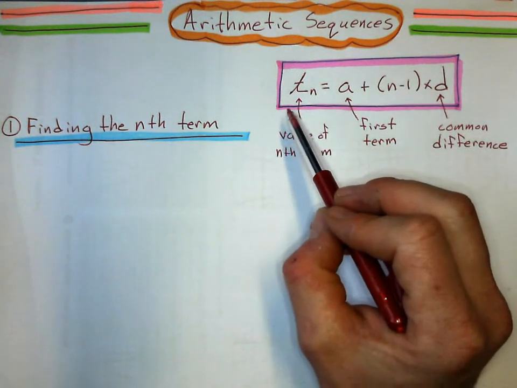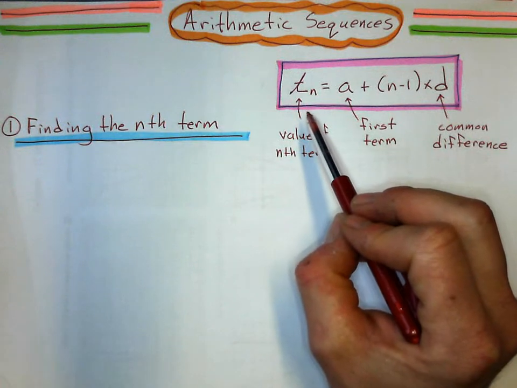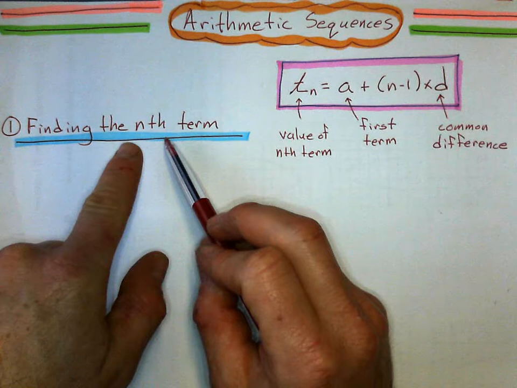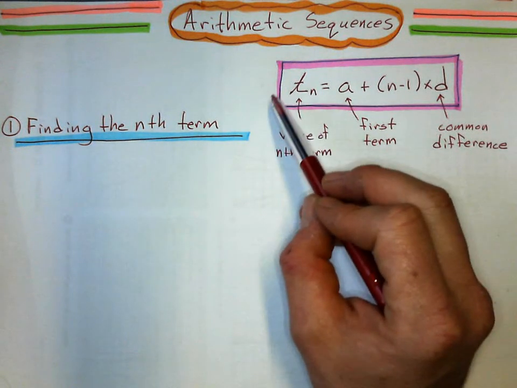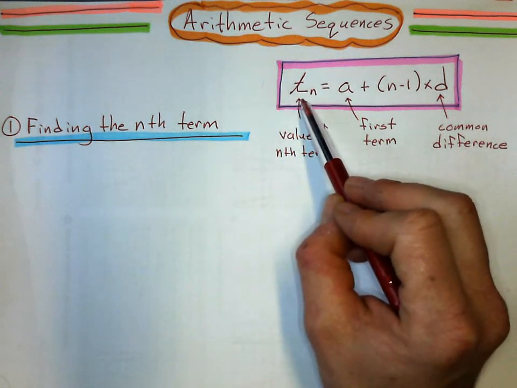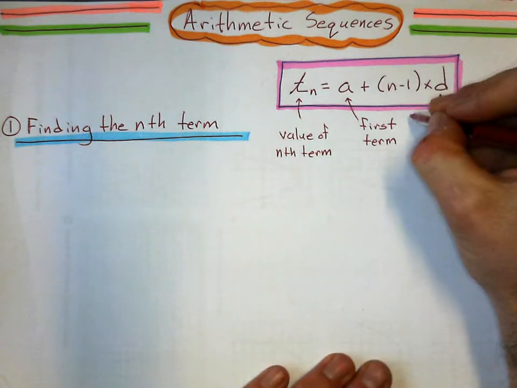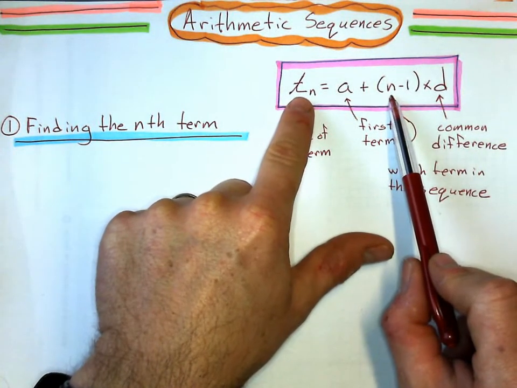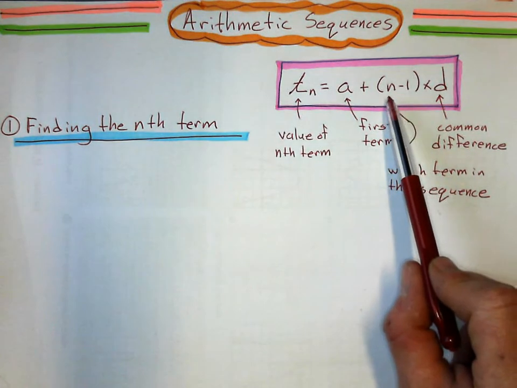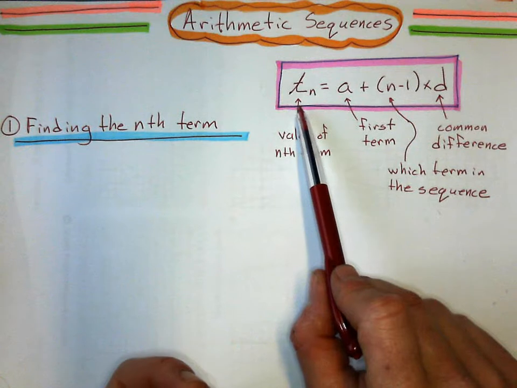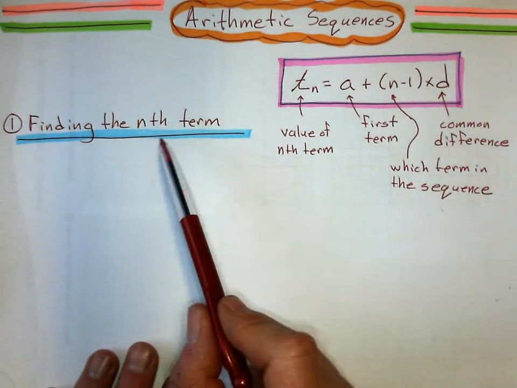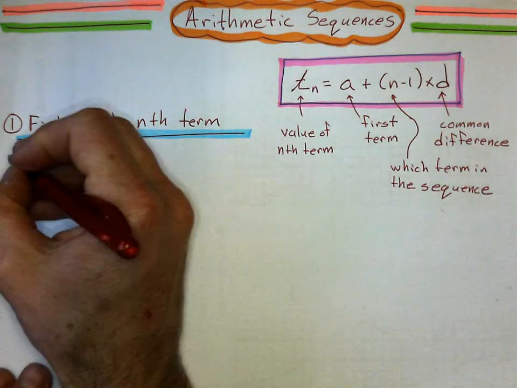Next up, this one over here is the value of the nth term. So if it's the 7th term, then how much is that 7th term? In this first example, this is what we're solving for. It's simply substitution into this one. And n represents which term it is in the sequence. So these are not necessarily the same. This could be the 3rd term in the sequence, and the 3rd term in that sequence may be 21 or something. Okay? So let's do an example of this one right here, finding the nth term.